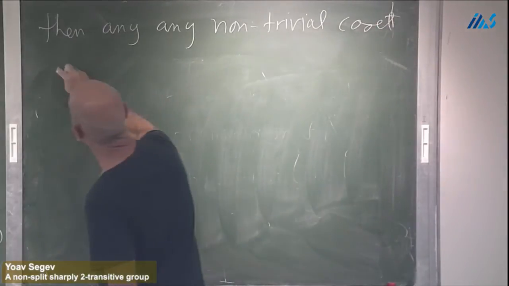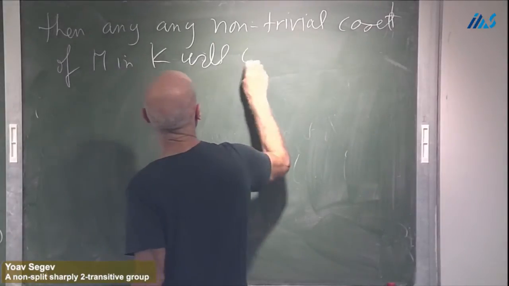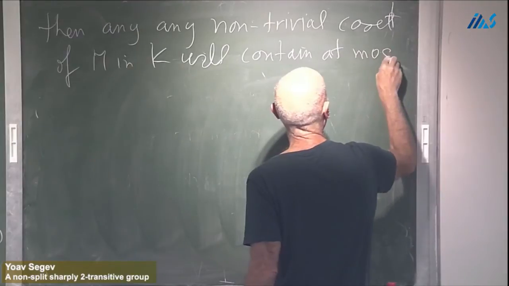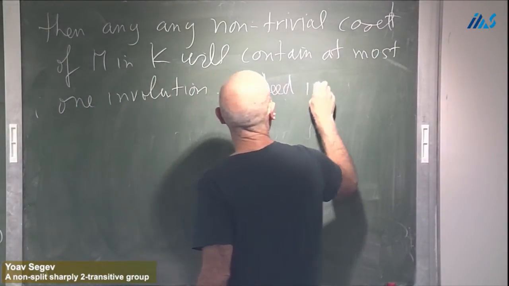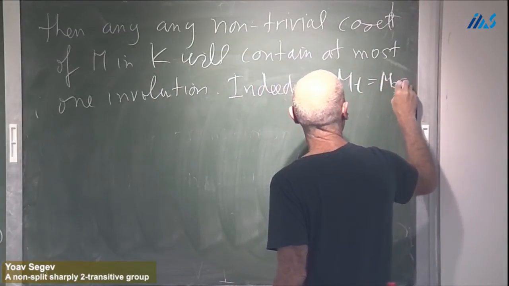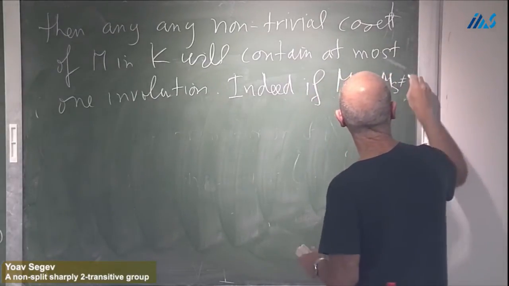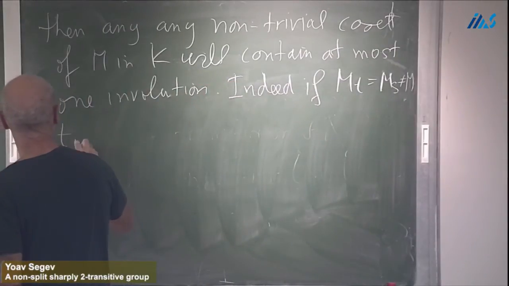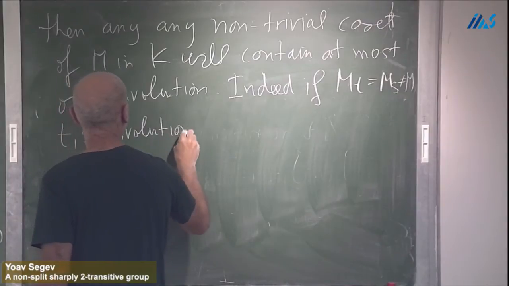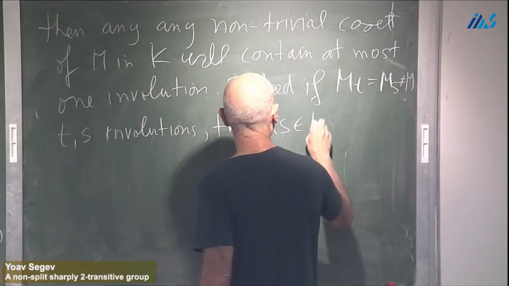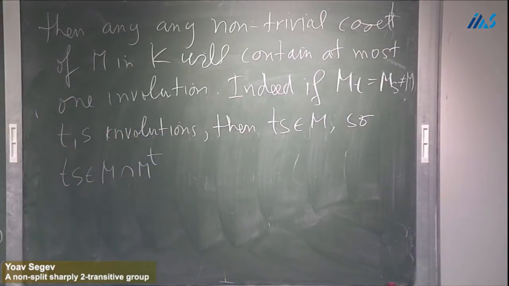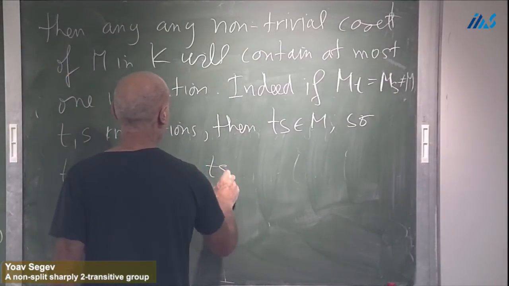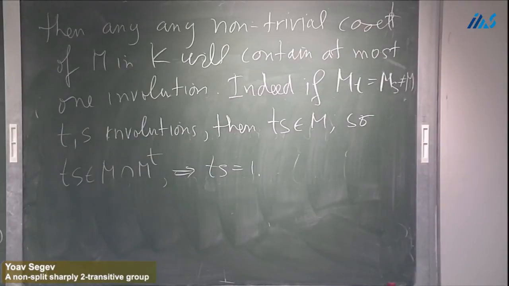Every coset of M in K will contain at most one involution. Indeed, if MT equals MS distinct from M, where T and S are involutions, then the product TS is in M, and also in M to the T, because T inverts TS, so the product will be in the intersection. Since T is outside of M, this must imply that TS is 1. So any non-trivial coset of a malnormal subgroup has at most one involution.